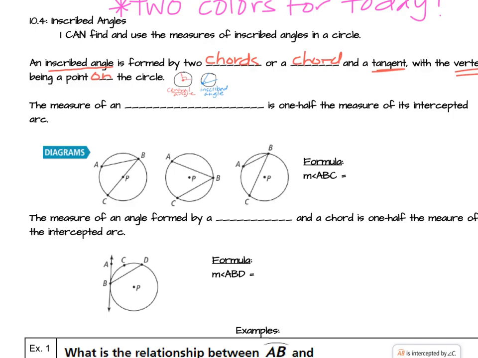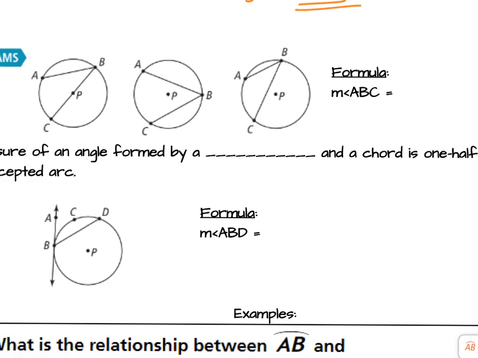The measure of an inscribed angle is always 1/2 the measure of its intercepted arc. So that's different from central angles. Let's look in more detail at these three diagrams below. This is where you're going to want your two colors. I like to use one color to show the chords, or the chord and the tangent, of my angle, and then I use another color to look at the intercepted arc.